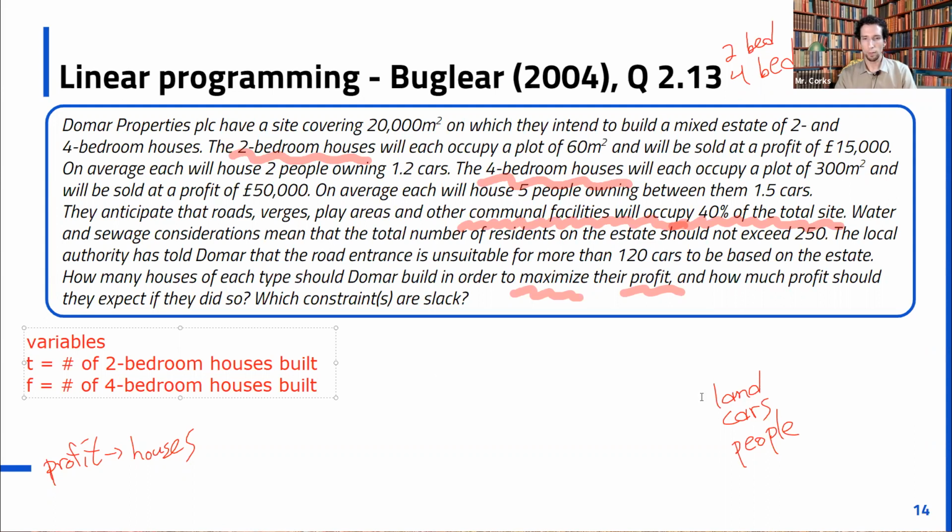Can we talk about our constraints in terms of these variables? Let's try to do that.